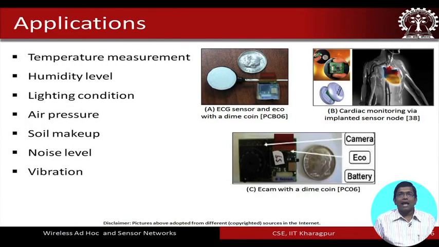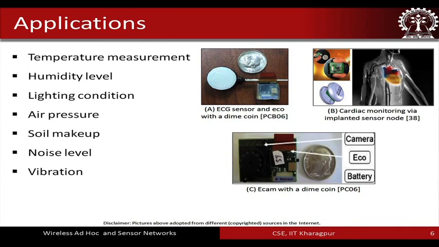There are different applications of sensor networks. Here are a few examples. I have already named a few examples at the beginning of this lecture. So, measurement of temperature, measurement of humidity level, lighting condition, air pressure, soil makeup, noise level, vibration, and so forth. These are not the only applications to name. So, sensor networks can be used for agriculture, sensor networks can be used for healthcare, and so on.